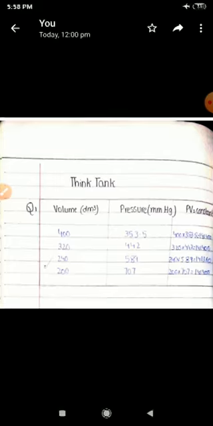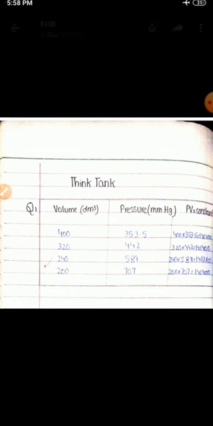So we conclude that the student collected data carelessly.